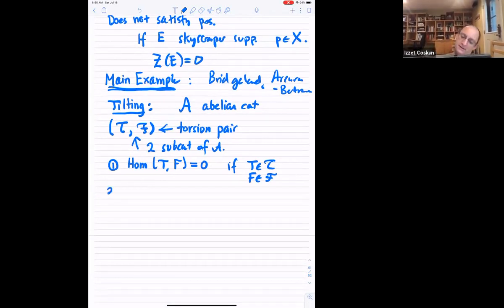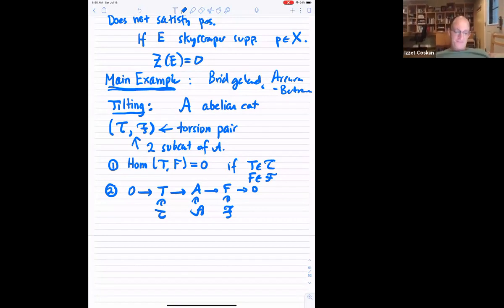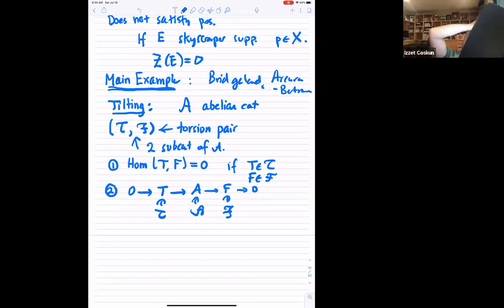And the second thing that you want is that any object in A should be written like this, where this is in A, this is in T, and this is in F, right? Again, the way you remember this axiom is, again, think about the sheaves. Every sheaf has its torsion part, and the quotient is torsion free, okay? Okay, so these are the axioms.